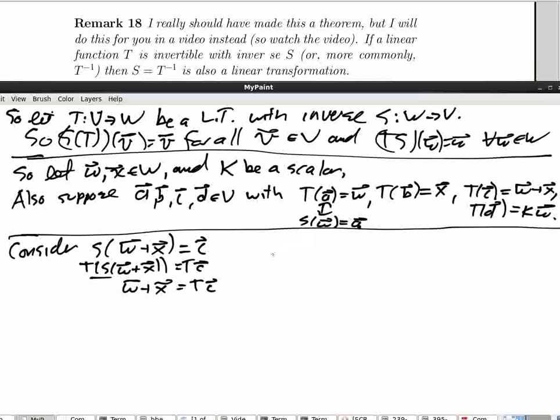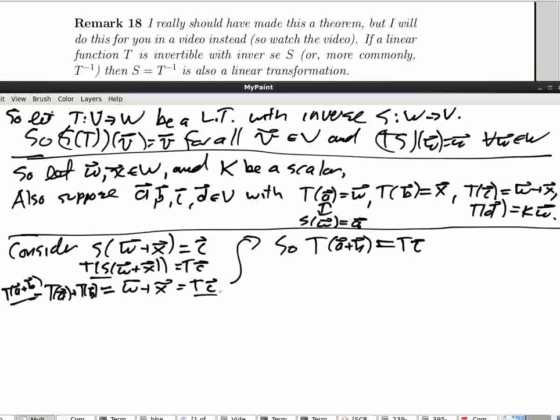I also know that, how should I write this? Maybe I'll write it this way. W is equal to T of A. X is equal to T of B. So, W plus X is equal to T of A plus B by the linearity of T. So T of A plus B is equal to T of C.